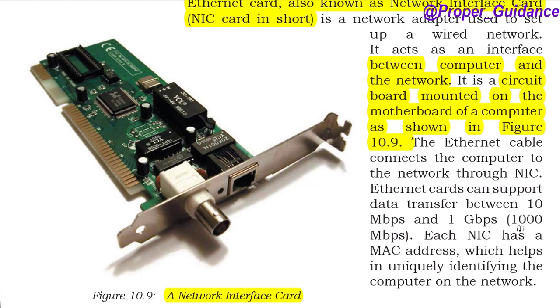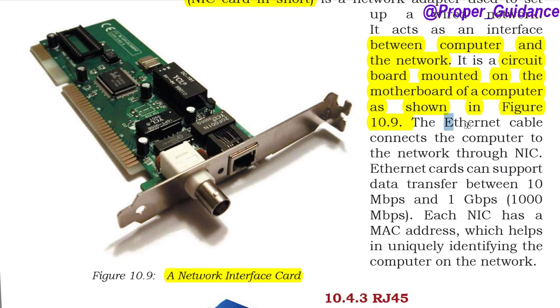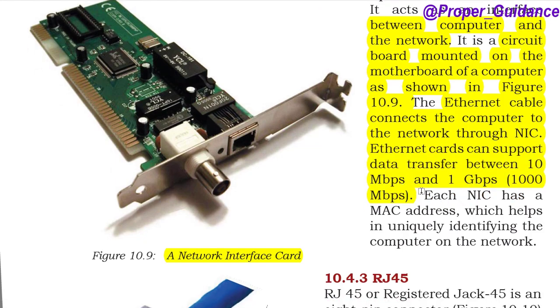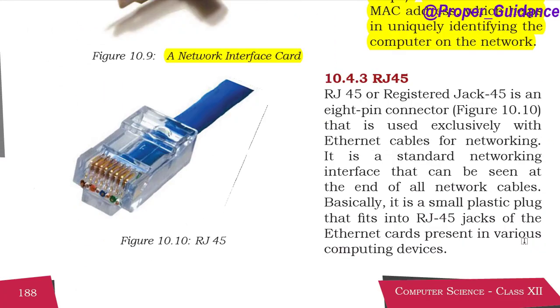The Ethernet cable connects the computer to the network through NIC. Ethernet cards can support data transfer between 10 Mbps and 1 Gbps, that is 1000 Mbps. Each NIC has a MAC address which helps uniquely identify the computer on the network. And then RJ45. What is RJ45?